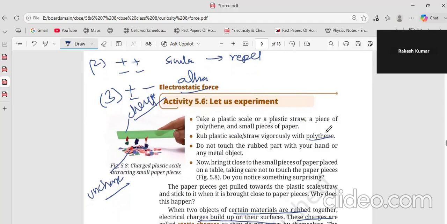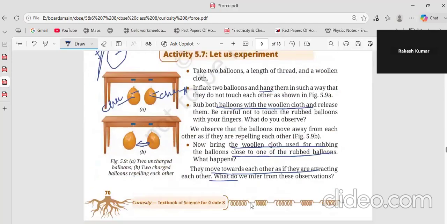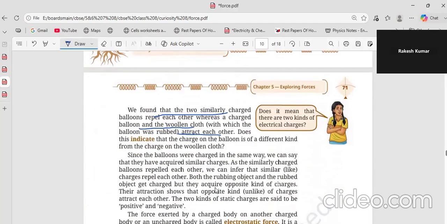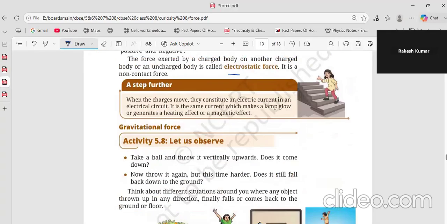Now this he is explaining in the lightning. Since the balloons are charged in the same way, you can say they have acquired a similar charge by rubbing them. Similar charges repel each other. We can infer that similar charges repel each other. Before charging, they acquired opposite charges. So the opposite charges attract each other. These are called electrostatic forces.